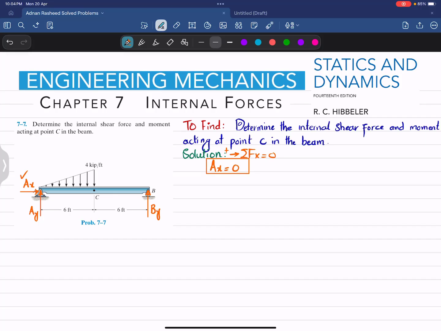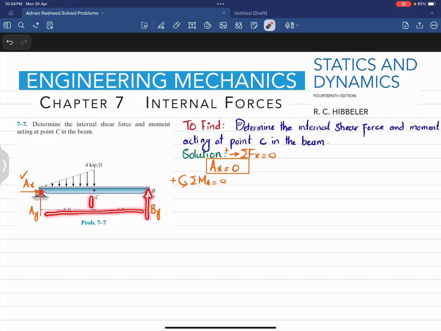Now we will find the other vertical reaction BY. For that I will apply the equation of equilibrium that the sum of all moments about point A is equal to 0, taking the counterclockwise moment as positive. So about point A, the first moment is produced due to this BY force and the perpendicular distance is 12 feet, and this is producing counterclockwise moment, so it will be positive. So I will write BY multiplied by 12.